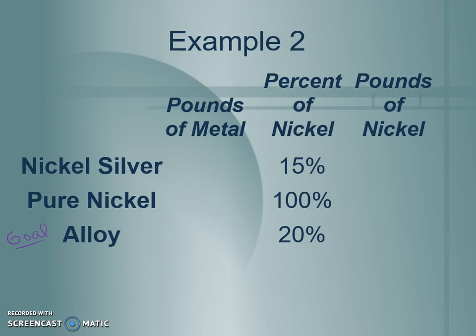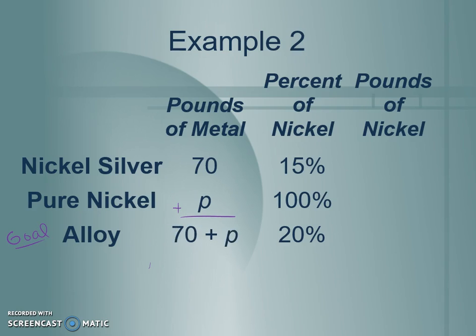Then, we know that we are starting out with 70 pounds of nickel silver. We don't know how much pure nickel we're going to have yet. That's going to be P. And we know that these two weights have to add up together, because when we're adding them together, that's how much we're going to end up with in our goal. So that's going to be 70 plus P, adding straight down our column.